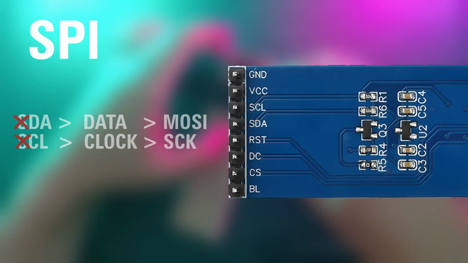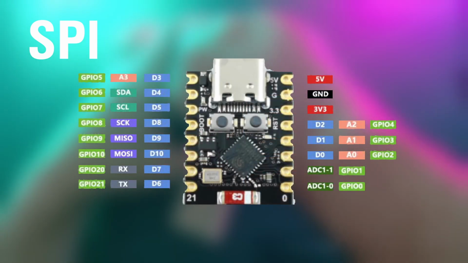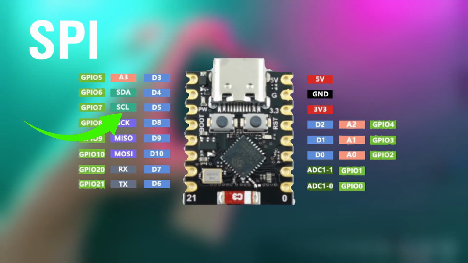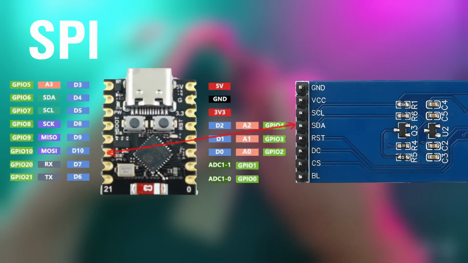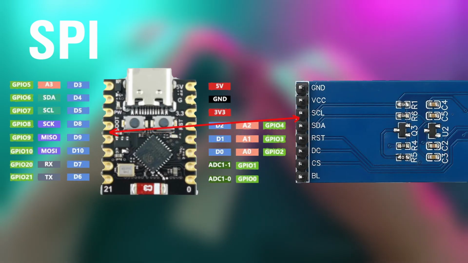This is where many people get caught out. If we look at the controller pinout, we may also see pins labeled SDA and SCL. Those pins belong to the controller's I2C hardware, not SPI. Even though the names match, they are not the pins we want. So remember this rule. Display SDA goes to controller MOSI, display SCL goes to controller SCK. Once you understand that, wiring SPI displays becomes much easier.